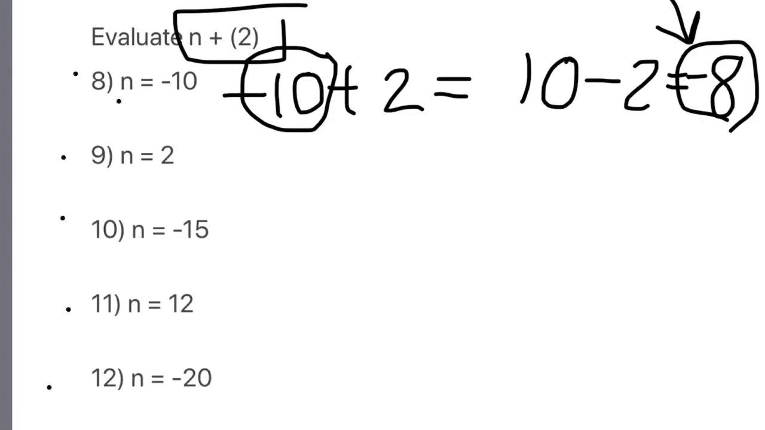I hope you guys all found number 9 to be super easy. When you plug number 9 into your expression, you basically have 2 plus 2, which is something we could all do in elementary school. It's a positive plus a positive, which gives us positive 4. Pause the video and try number 10.